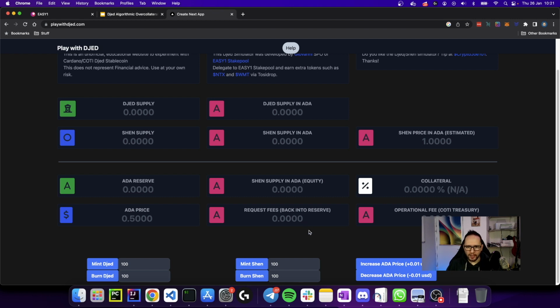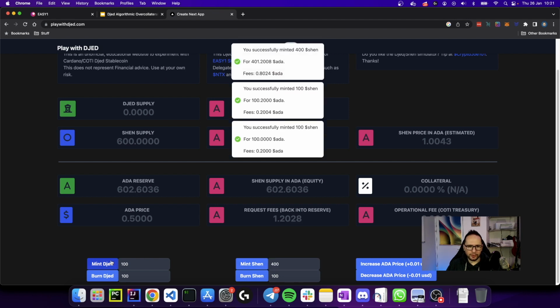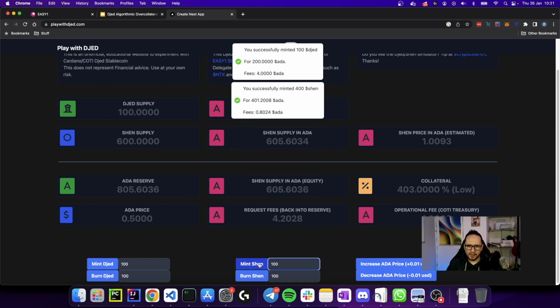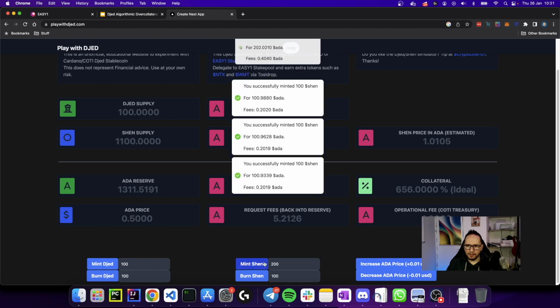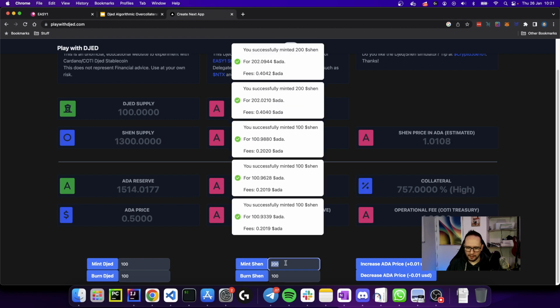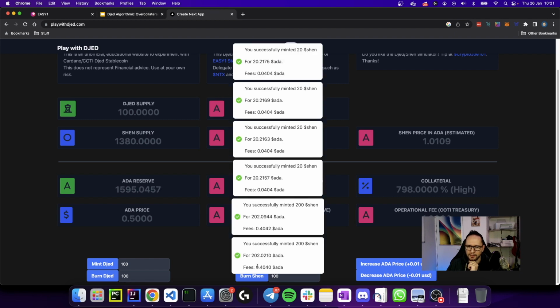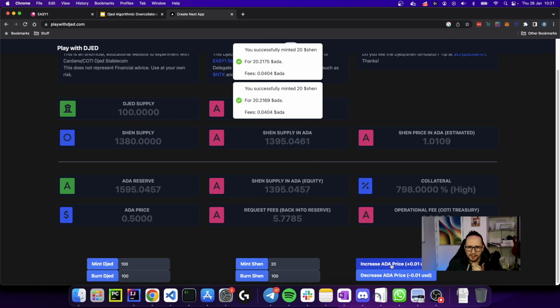So a quick refresh to the page, and then we go to see what happens when we get very close to the upper bound, so on the 800%. Let's mint a little bit more Shen, another 200, and now we go 20 at a time, and we try to hit the 800%. Obviously, these are all the purchases. I'm very rich, I did lots of purchases, so I'm very close to the 800%. Let's see how the ADA price affects this thing now.